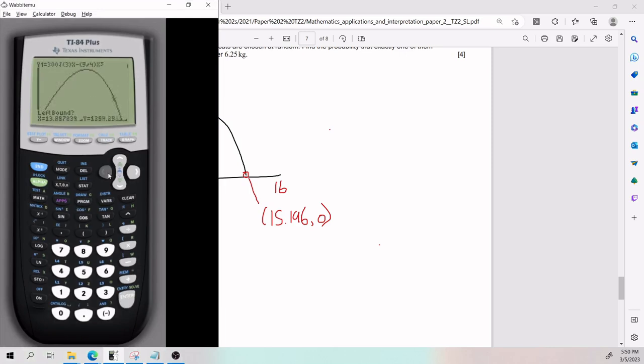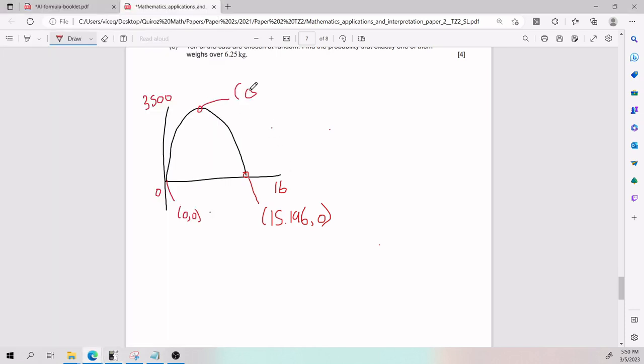my left bound, I put it behind my maximum. My right bound over here. My guess somewhere near. There it is. So my maximum is going to be 8.773, comma, 3,039.